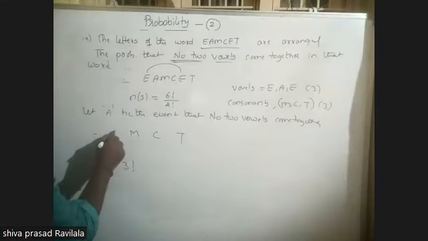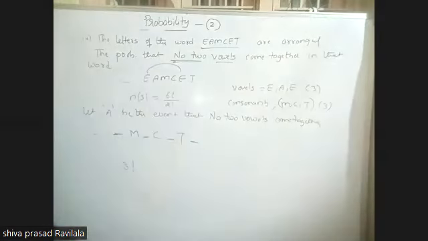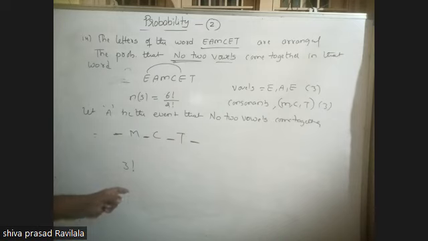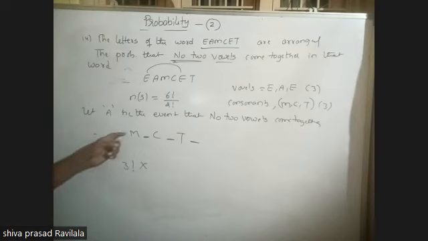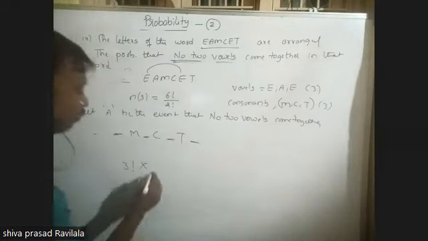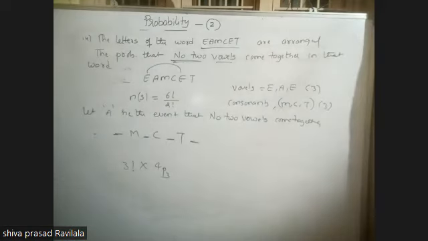Among these I have how many gaps here? 1, 2, 3, 4. 4 gaps. First I arrange 3 consonants in 3 factorial ways. Among these we have 4 gaps. These 4 gaps can be filled with 3 vowels in 4P3 ways. Okay? In this, no doubt that E, A, E.